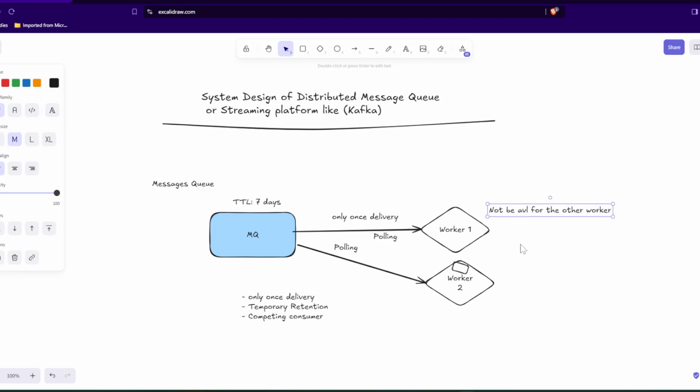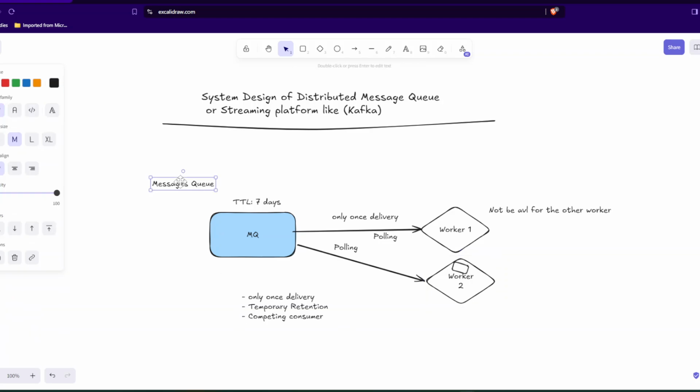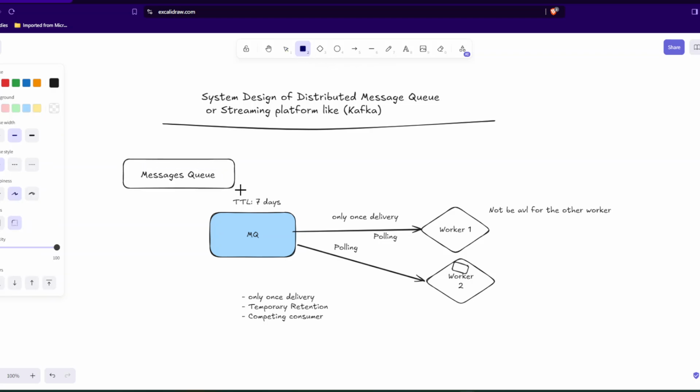That is a very basic feature of message queues, that it will have competing consumer, and if one consumer at any point of time gets a certain message, the other worker doesn't.